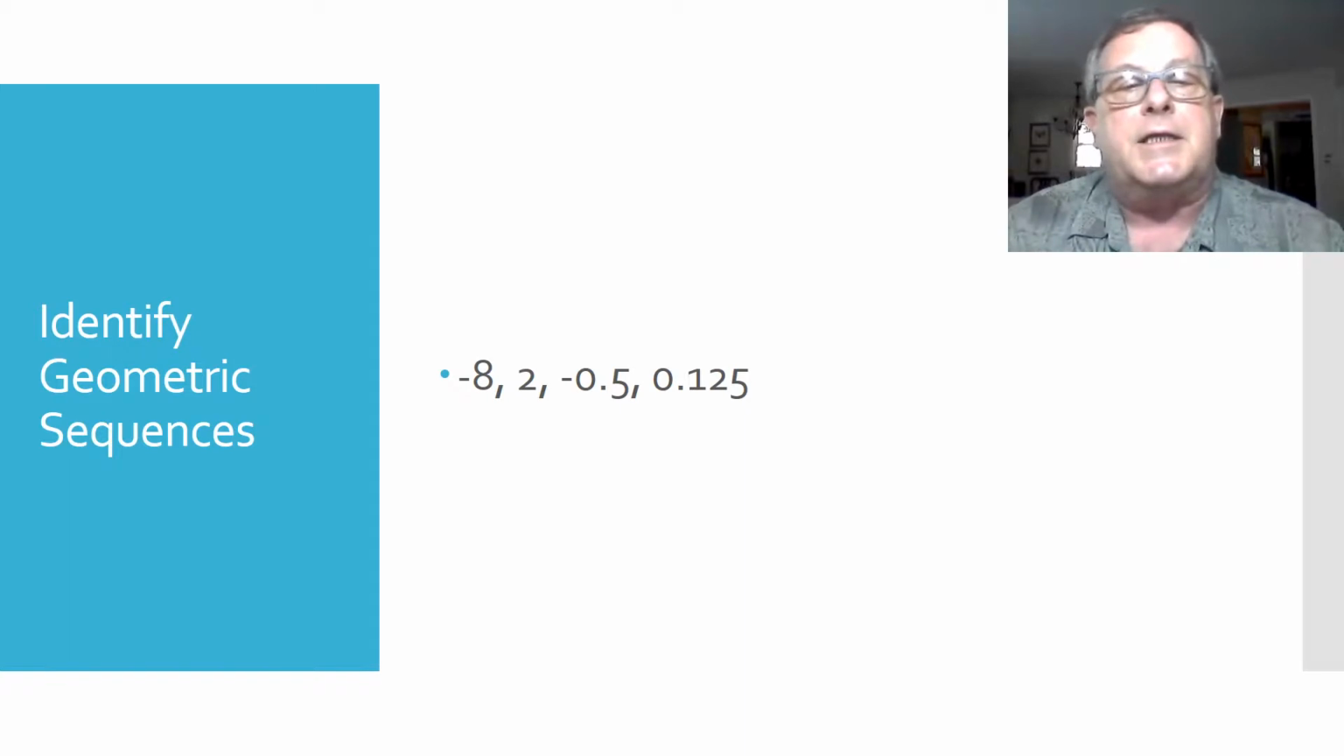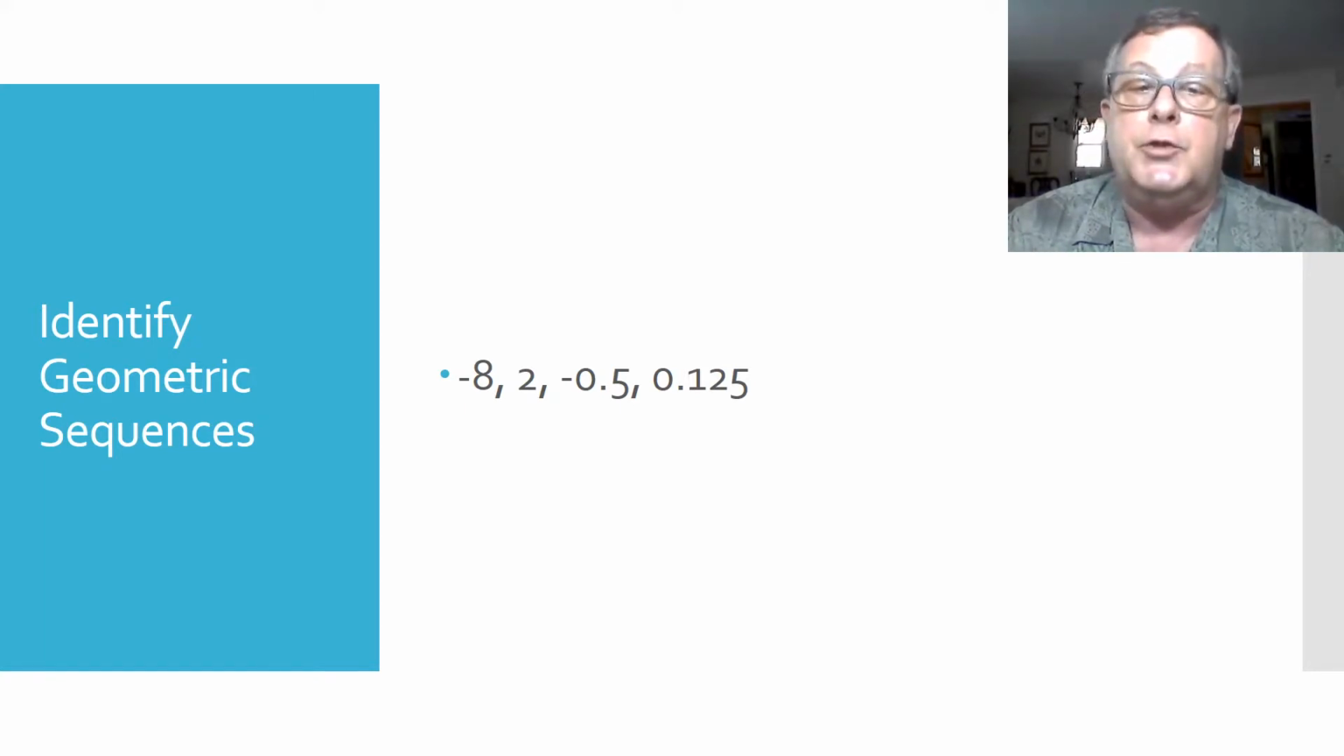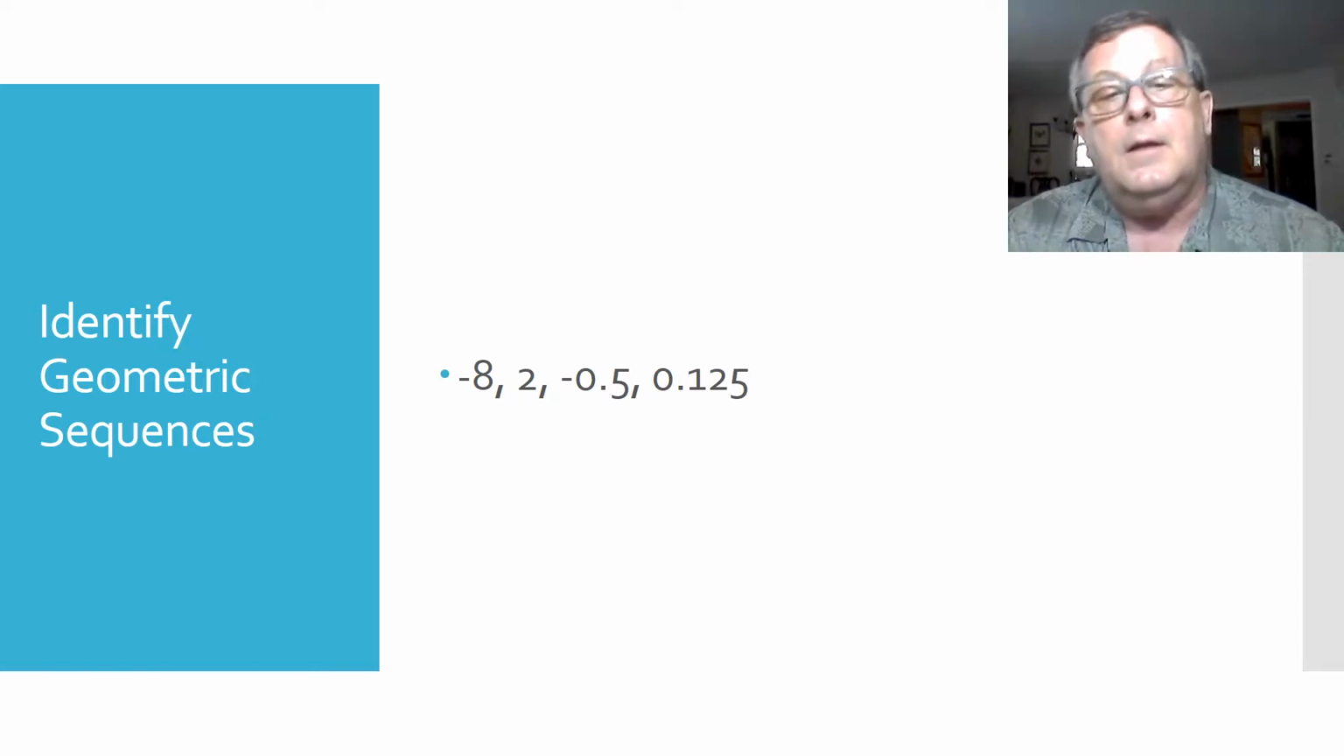So let's take a look at the sequence we got right here. We got -8, we got 2, we got -0.5, and we got 0.125. Well, I can pretty well establish right off the bat this is not an arithmetic sequence, because the difference between -8 and 2 is 10, and obviously 2 plus 10 does not equal -0.5.